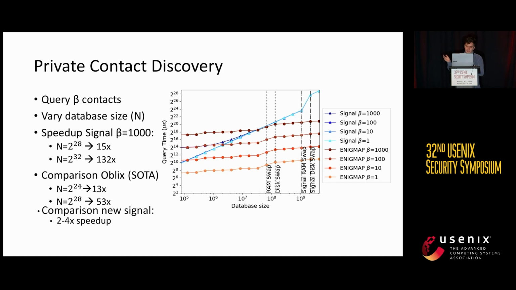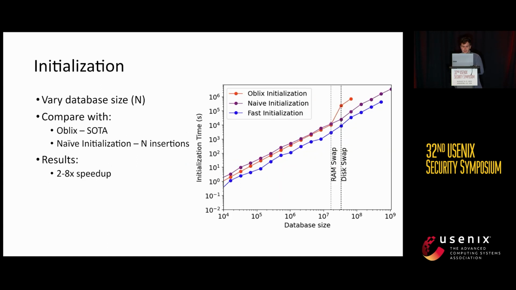Comparing with the previous state of the art, we also get higher speedups. And comparing with the new Signal version that was released concurrently with ours, we also get a speedup, though a smaller one, because they're also using optimized algorithms.